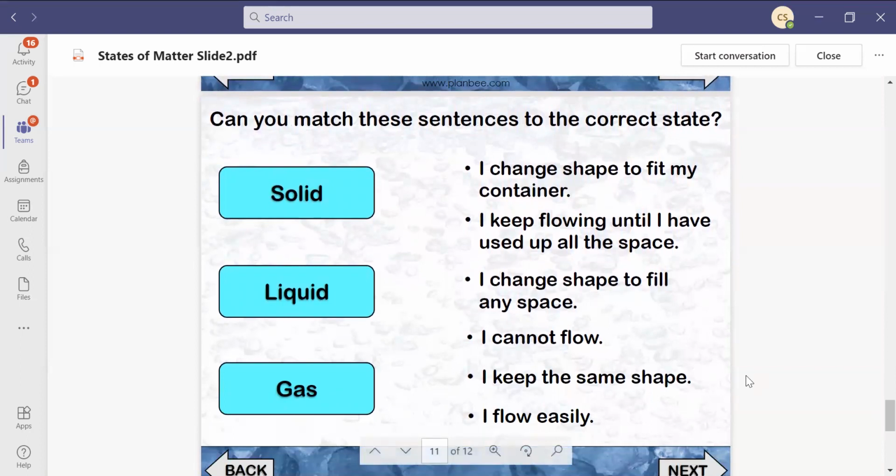Can you match these sentences to the correct state? I change shape to fit my container. Does that go to a solid, a liquid, or a gas? That's right, it goes to a liquid. I keep flowing until I have used up all the space. I change shape to fill any space. I cannot flow, I keep the same shape. And I flow easily. Have a think, which ones do they go to?